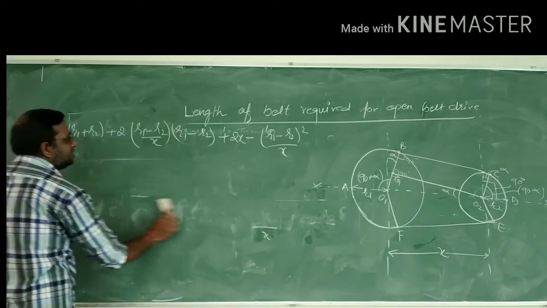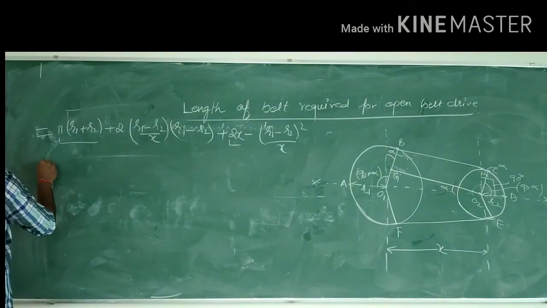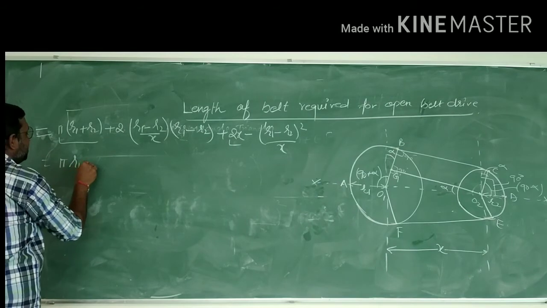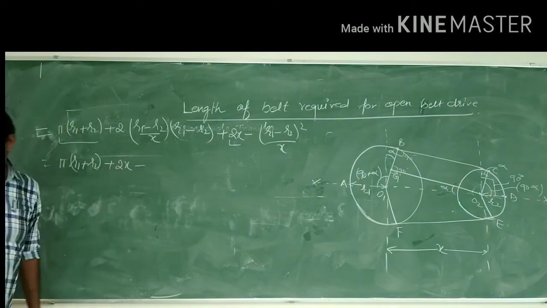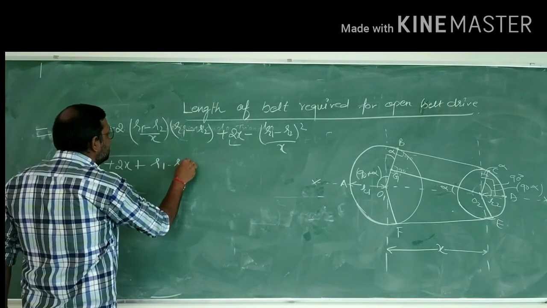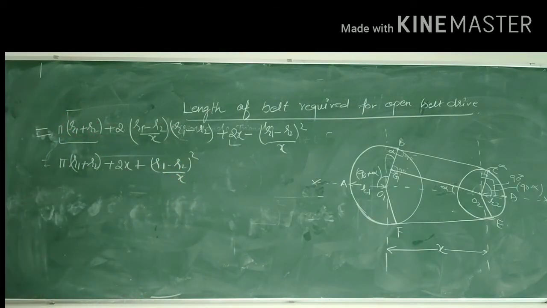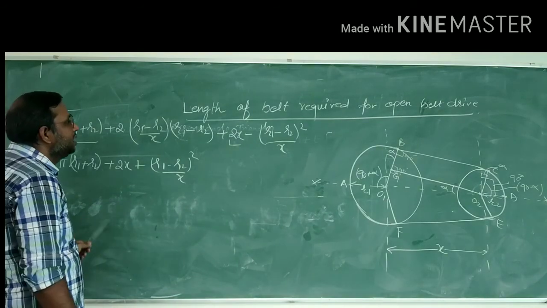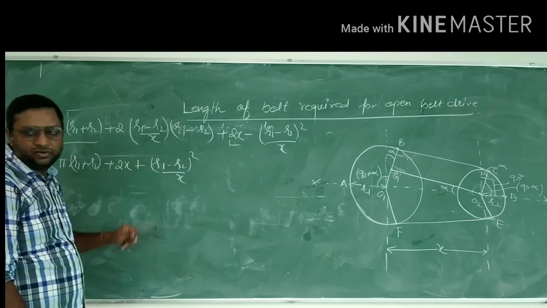Okay, now we have this term. So you just simplify this term. Okay, you will get, so we are left with pi R1 plus R2 plus 2x plus R1 minus R2 square by x. Okay. So this is our expression for the length of the belt in case of open belt drive that we get after solving this equation. Thank you.